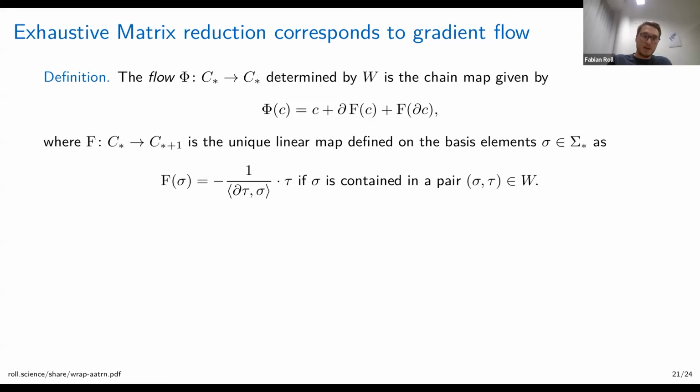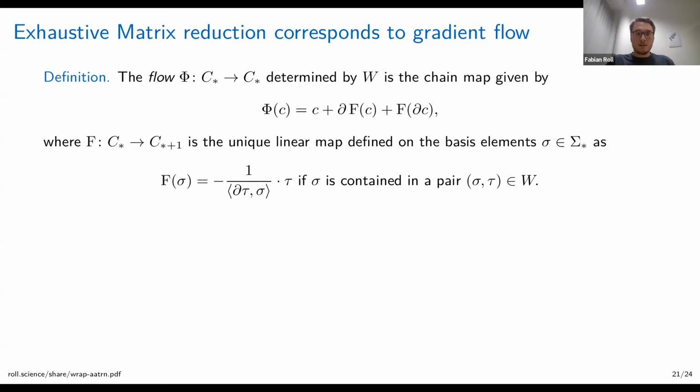To this end, let us look first at this map F. So what is this map F? This map F is supposed to do the following. It maps a basis element sigma to the basis element tau if sigma tau is contained in your gradient. This is what the map F does. And if you work over fields that are not F2, then you need to worry a little bit about coefficients, but let's ignore this for now.